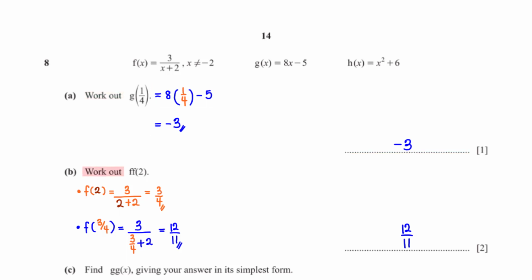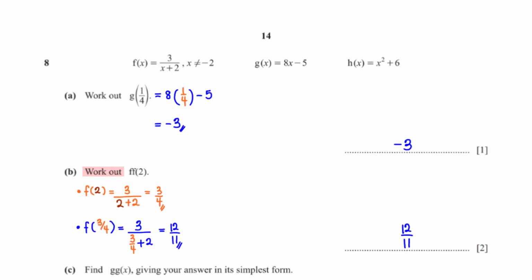Work out f of 2. First, let's find f of 2. To get f of 2, we replace x in f of x with 2. This gives us 3 over 2 plus 2, which is equal to 3 over 4.